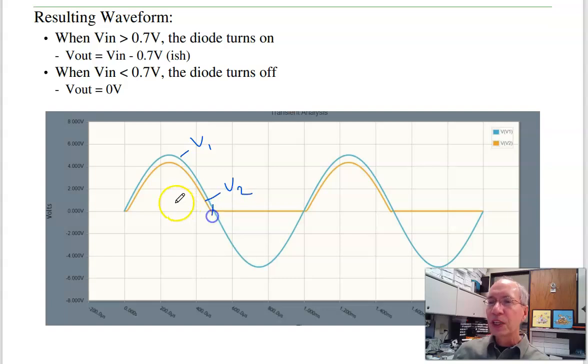When the diode turns on, right here, V1 is more than 0.7. V2 is V1 minus 0.7-ish. When V1 drops below 0.7, the diode turns off. When it turns off, V2 equals 0. Okay, not exactly 0. It's going to be like 76 picoamps or nanovolts. Basically 0.